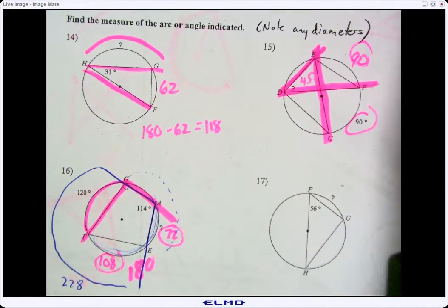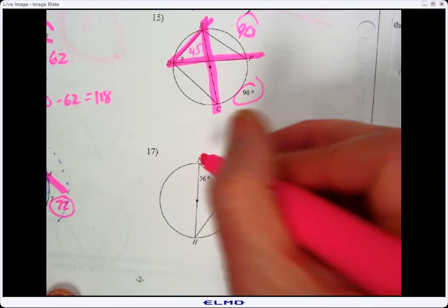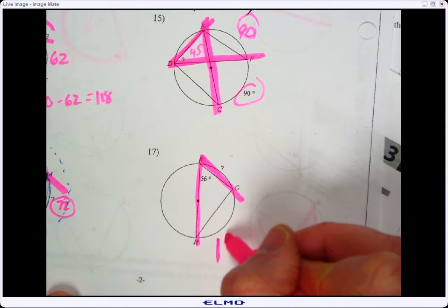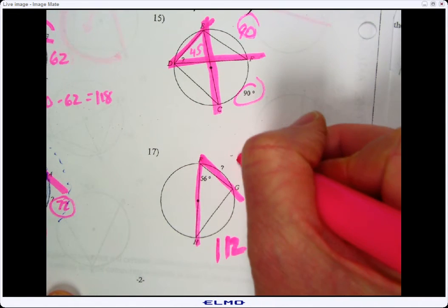Last one. Extend. Double. You get 112. These 2 add up to 180. That makes that arc 68.